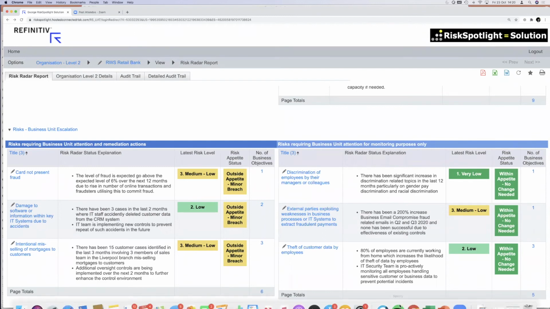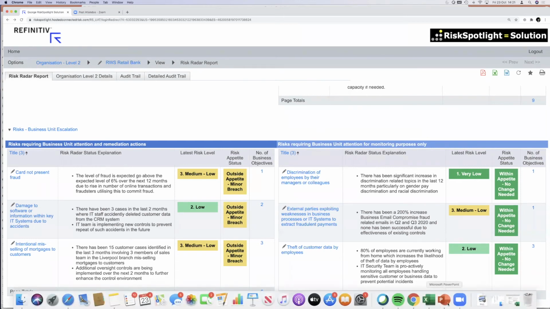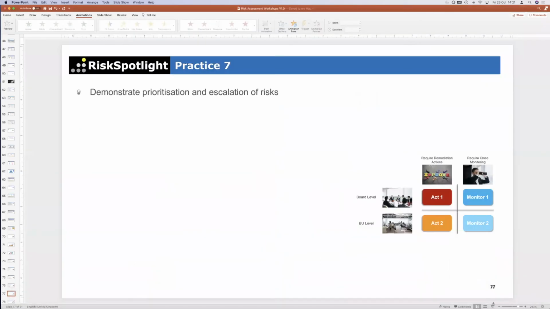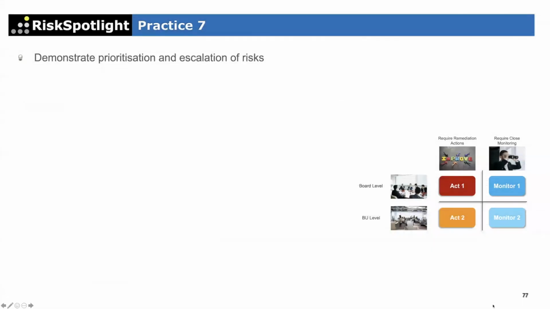So that's the idea of creating this risk radar, so that the risk heat map is not the only way in which you prioritize risk. There are lots of other ways, and lots of proactive ways, in which you should be thinking about prioritizing and escalating risks. So that's that particular practice.